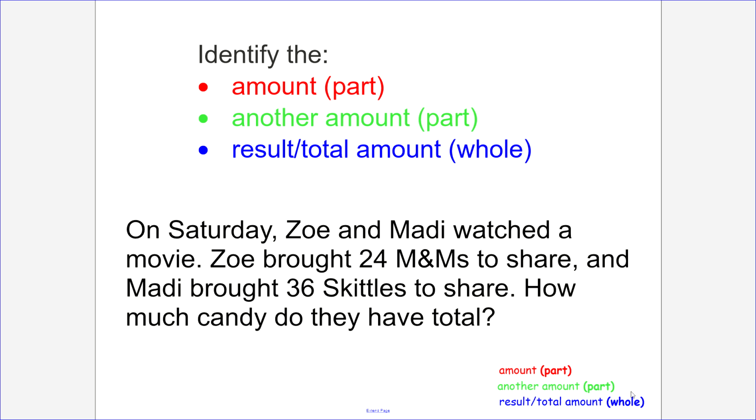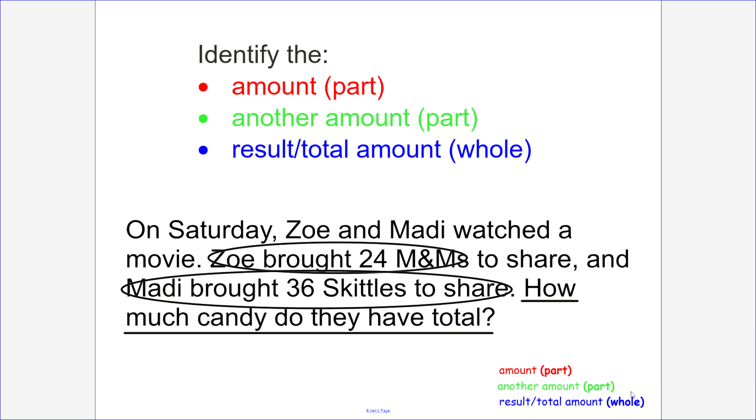We're going to start by reading and understanding this problem. We need to find the information that the story problem gives us. One piece of information the story problem gives us is that Zoe brought 24 M&Ms. Can you find the other piece of information the story problem gives us? Yes, the story problem also tells us that Maddie brought 36 Skittles to share. The question that the story problem is asking is, how much candy do they have total? Now we need to determine which pieces of information are the amounts and which piece of information is the result or whole. Well, let's read the problem again and think.